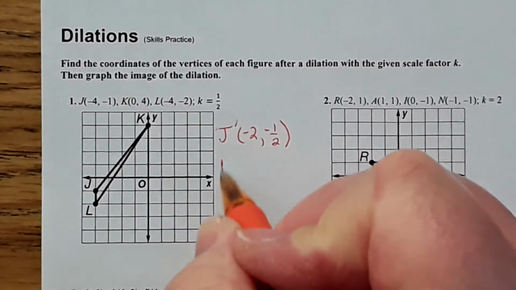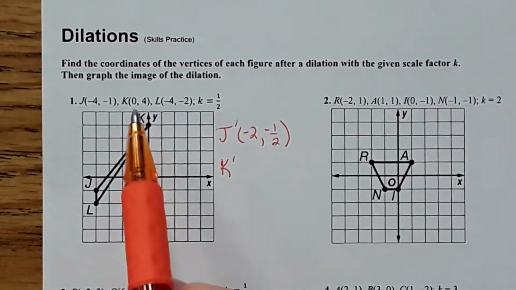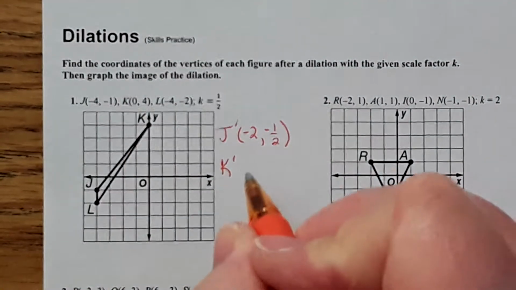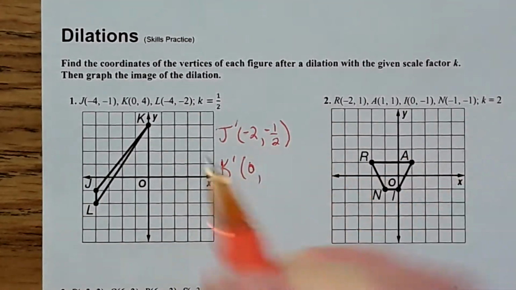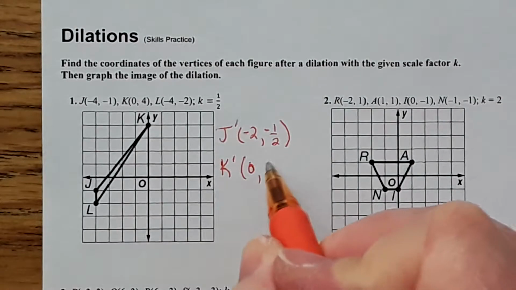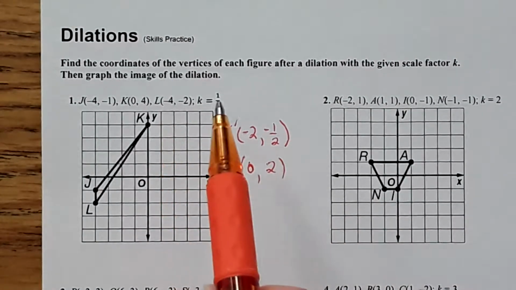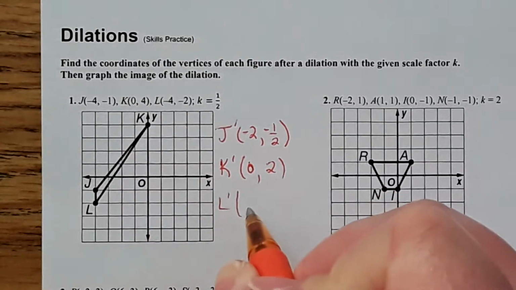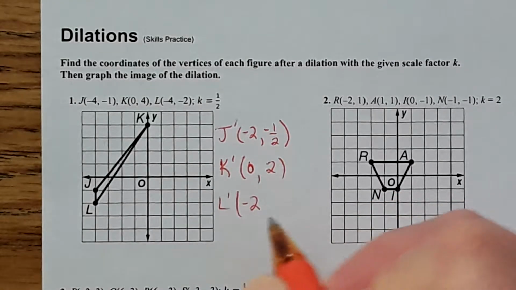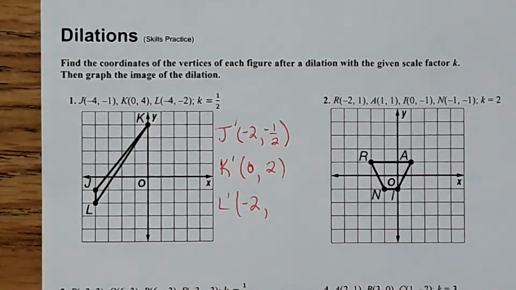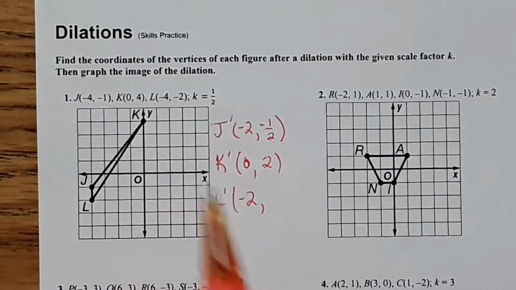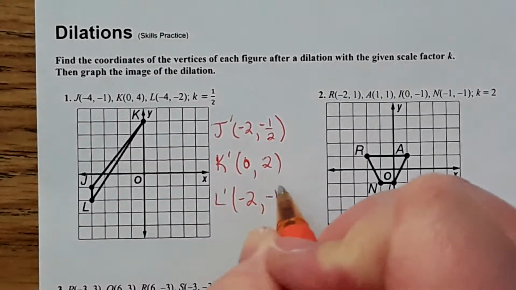So K prime would be 0 times 1/2 is 0, and 4 times 1/2 is 2. And L prime: -4 times 1/2 is -2, and -2 times 1/2 is -1.